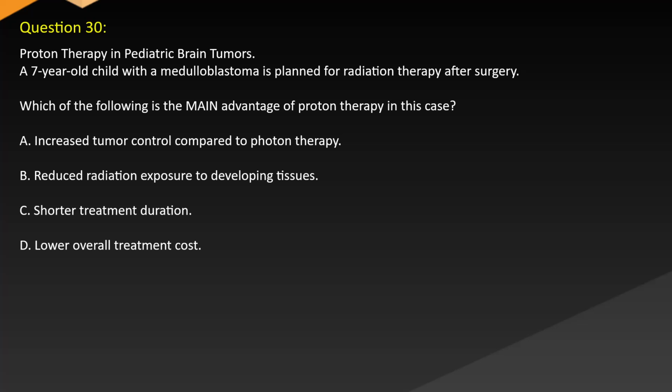Question 30. Proton therapy in pediatric brain tumors. A 7-year-old child with a medulloblastoma is planned for radiation therapy after surgery. Which of the following is the main advantage of proton therapy in this case? A. Increased tumor control compared to photon therapy. B. Reduced radiation exposure to developing tissues. C. Shorter treatment duration. D. Lower overall treatment cost.